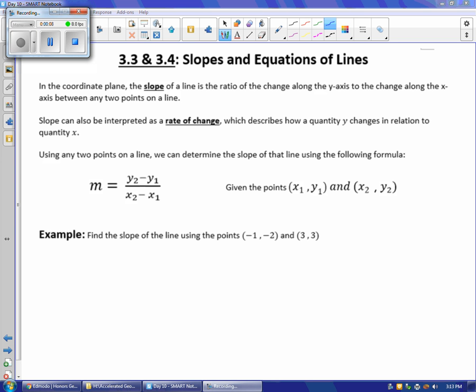If you think back to Algebra 1, remember, slope of a line is the ratio of the change along the y-axis to the change along the x-axis between any 2 points on a line. We also call it rise over run. We can also interpret it as a rate of change, which describes how a quantity y changes in relation to quantity x. So using any 2 points on a line, we can determine the slope of that line using the following formula: the difference in your y's over the difference in your x's. Let's try an example.